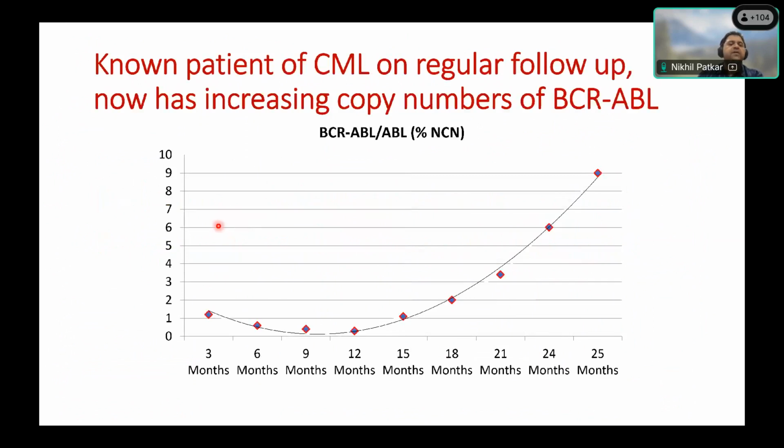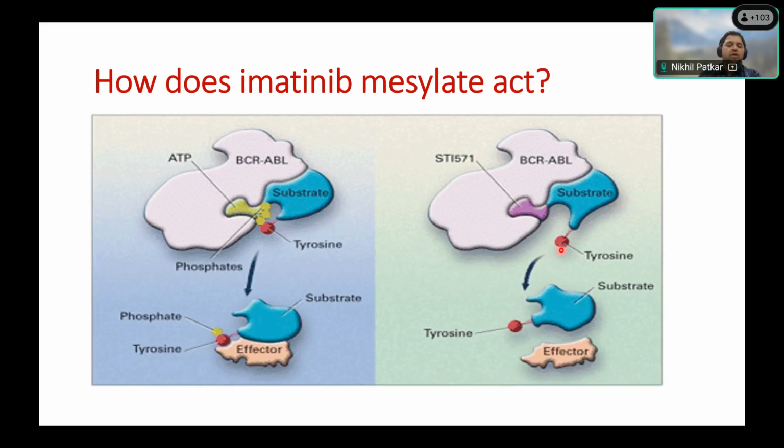Now for the same hypothetical CML patient, once you start treating him, you can see that the normalized copy number falls and then suddenly starts to rise rapidly over the period of 1 year. This occurs because the cancer fights back by developing mutations at the site of imatinib mesylate binding. Imatinib mesylate as a drug lodges itself at the ATP binding site of the BCR-ABL protein, as a result of which downstream phosphorylation of substrates cannot take place.